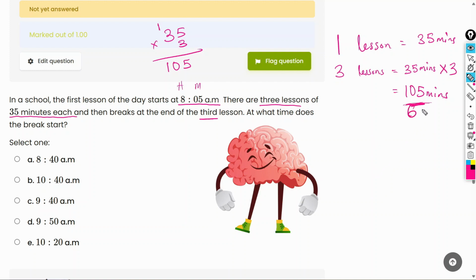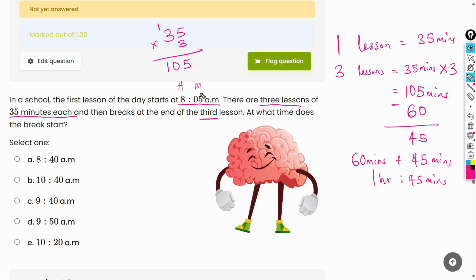So let's take away 60 from 105. 5 minus 0 is 5. 0 minus 6, it will not go. So we carry 1, that's 10. 10 minus 6 is 4, 45. So 105 minutes is actually 60 minutes plus 45 minutes, which is 1 hour, 45 minutes.